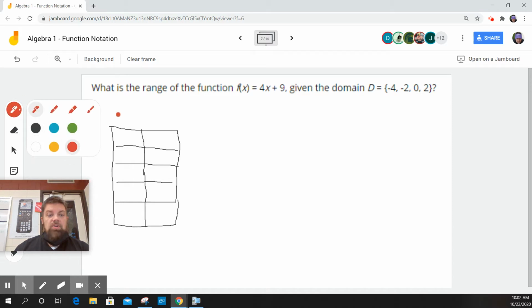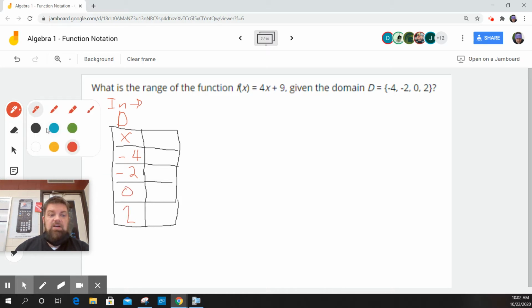So our domain is the input value, right? That input value goes through a function and it's going to spit out an output value, but the domain in this particular case is x. All right, so now what is my domain? Well, my domain is -4, -2, and 0 and 2.